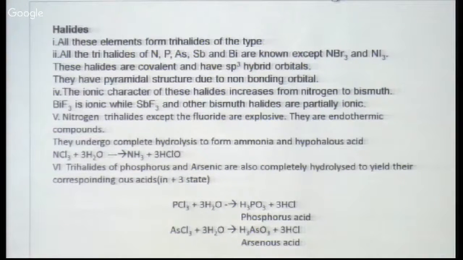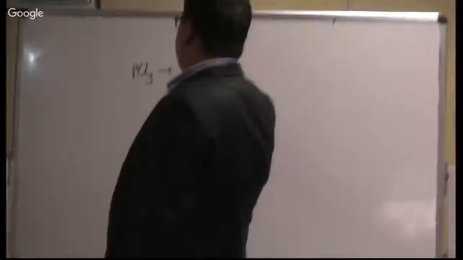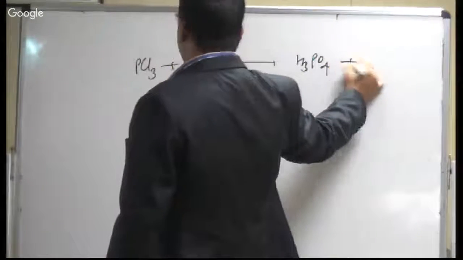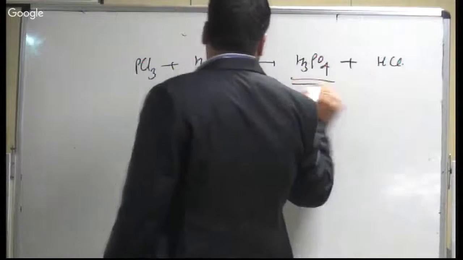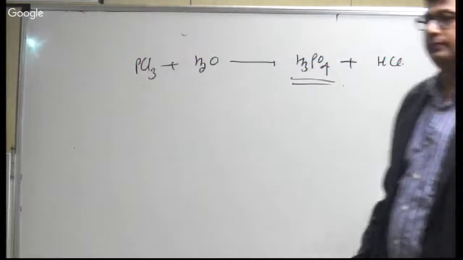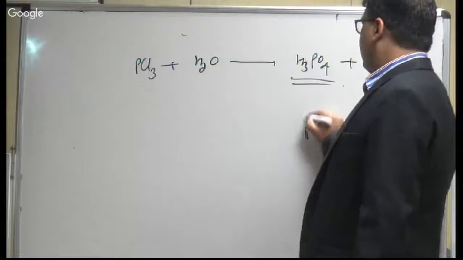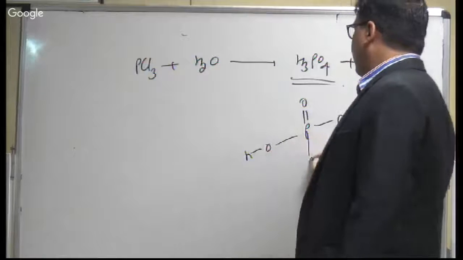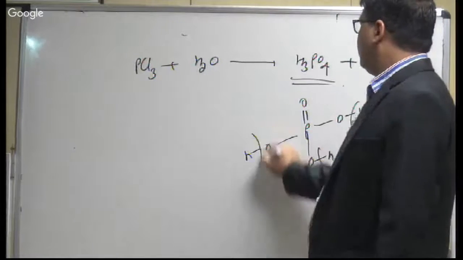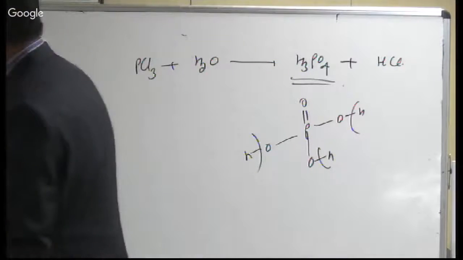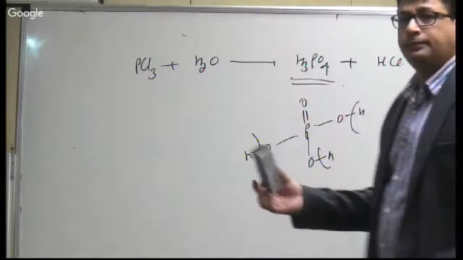H3PO4. PCl5, when treated with H2O, gives H3PO4 plus HCl. What is the N factor of H3PO4? 3. Why? Because it can give 3 hydrogen. Clear? So you have to remember all N factors also. Clear?